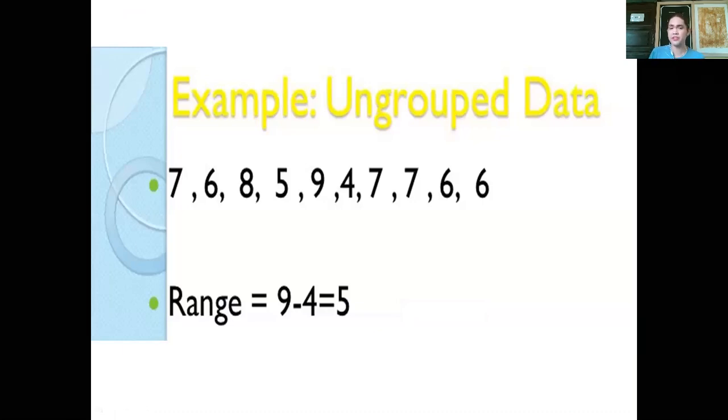Example of getting the range for ungrouped data: we have the given set of data 7, 6, 8, 5, 9, 4, 7, 7, 6, 6. To find the value of your range, you just identify your highest score, which is 9, and subtract the lowest score, which is 4. So 9 minus 4 is equal to 5. Therefore, the range is 5. So easy, right? This is how we get the range of ungrouped data.